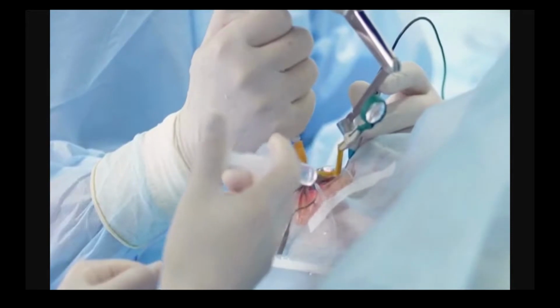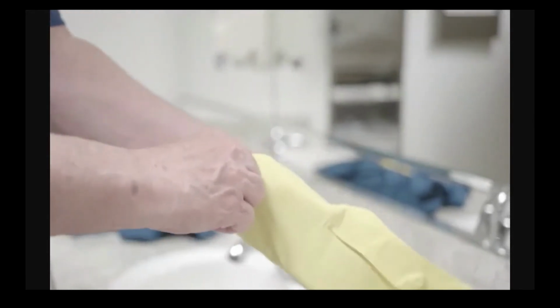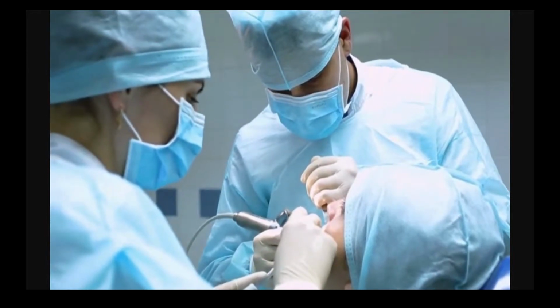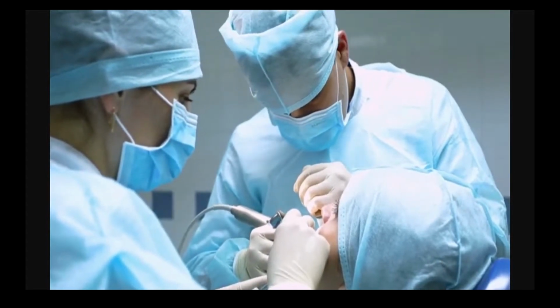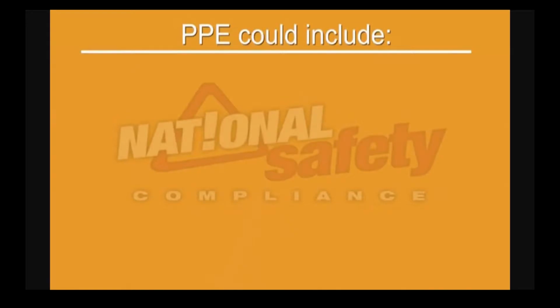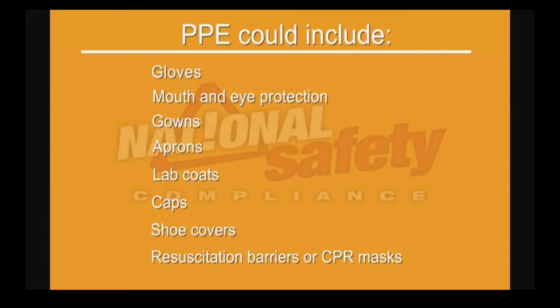PPE should be selected based upon the type of expected exposure you are facing. If contact with or splatter from a potentially infectious material is reasonably anticipated, then PPE should be worn on the areas of your body that are potentially exposed. It is especially important to cover mucous membranes, skin abrasions or cuts, and your hands. PPE could include gloves, mouth and eye protection, gowns, aprons, lab coats, caps, shoe covers, resuscitation barriers, or CPR masks.